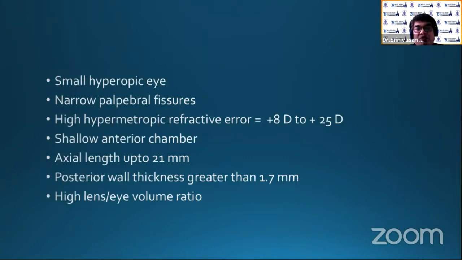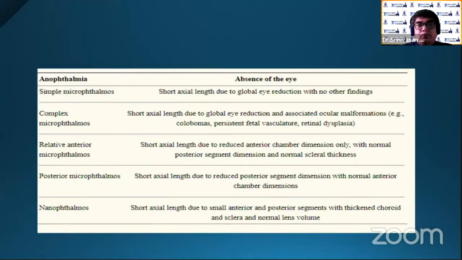The axial length is up to 21 millimeters in the Duke-Elder classification. The posterior wall thickness is greater than 1.7, that is, the sclera is rigid and thick. There is a high lens to eye volume ratio also. Classify it, I want you to understand this.